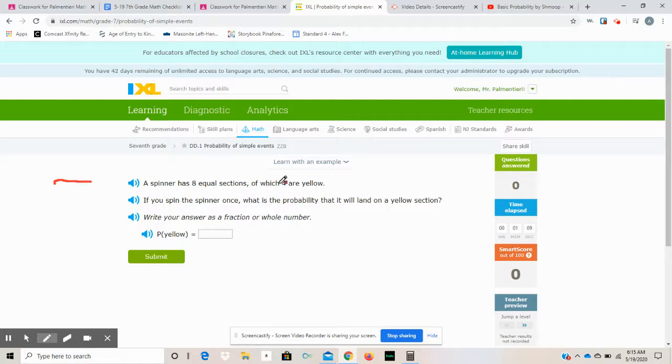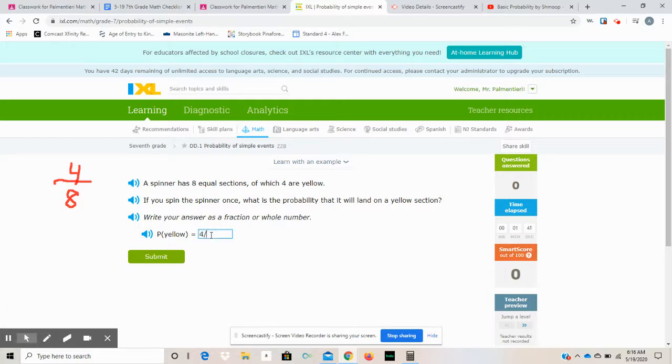8 equal sections, of which 4 are yellow. If you spin the spinner once, what is the probability that it will land on a yellow section? Write your answer as a fraction or whole number. So they want to know the probability of yellow. First thing you want to do is find out what the whole spinner is. The whole spinner has 8 equal sections, so that goes on top. Now, 4 of them are yellow, so the 4 would go on top. So now, that's going to be your answer, 4/8.